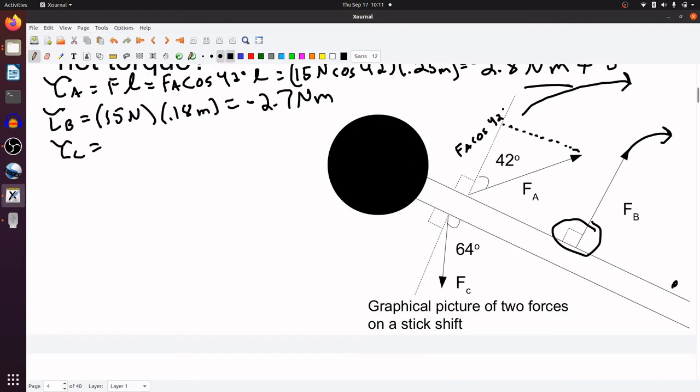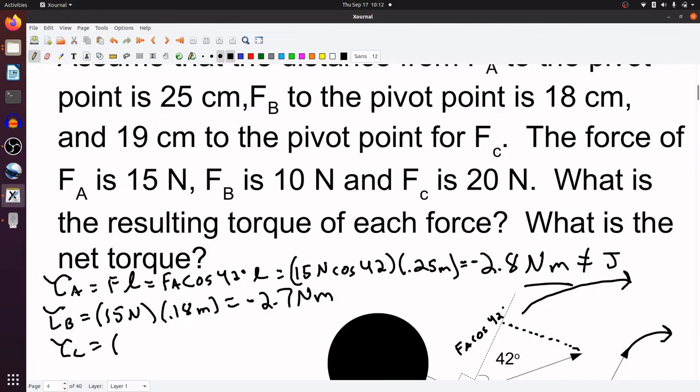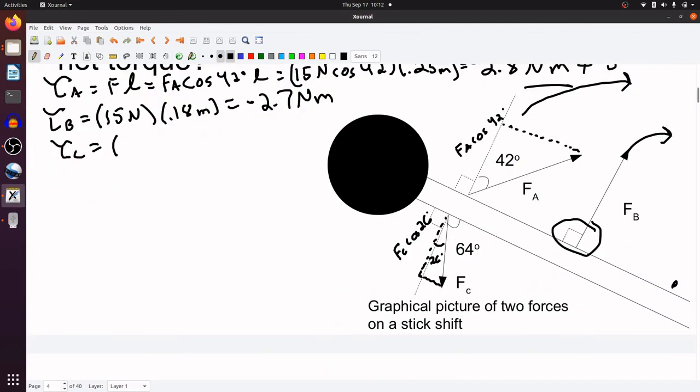Next up is tau C. Rolling down here, this one I made a little bit more complicated. So this is 64 degrees, but what we really want to find is this angle right here. And so the complementary angle, 90 minus 64, is going to give you, what, 26? So really we should be using 26, because we want to find this side of my triangle right here. And so this side is going to be FC cosine of 26. So I take my force, FC. What is FC? 20 newtons.